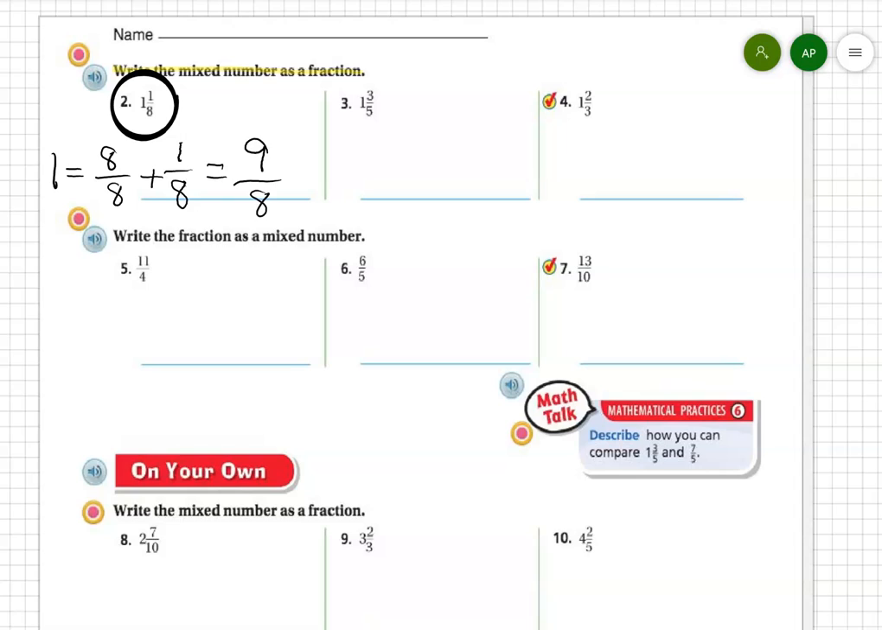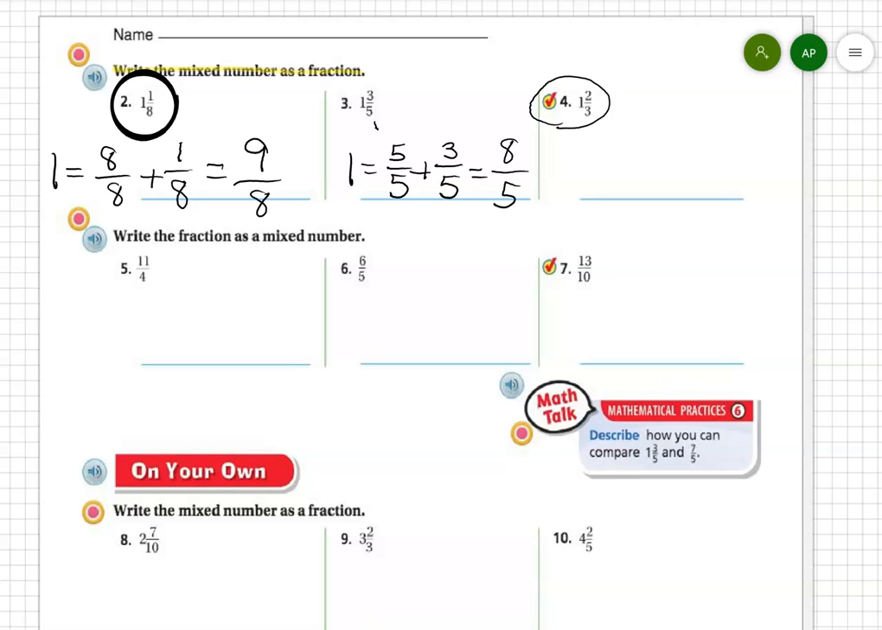Let's try one more together. 1 3/5. How would we show that as a fraction greater than 1? This time they're working in fifths, and I know that 1 is equal to 5/5 plus the 3. So altogether, we've got 8/5.